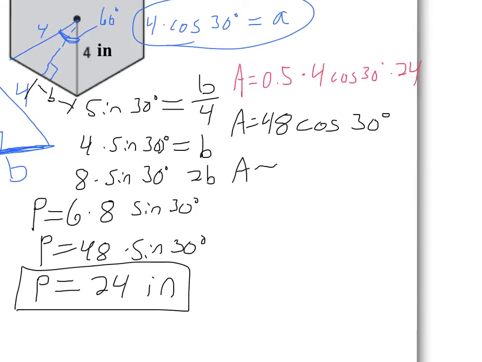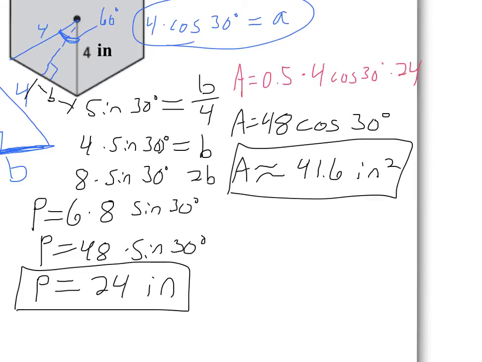But we'll go ahead and round that. 48 times cosine of 30 is 41.6 approximately. And that would be square inches.